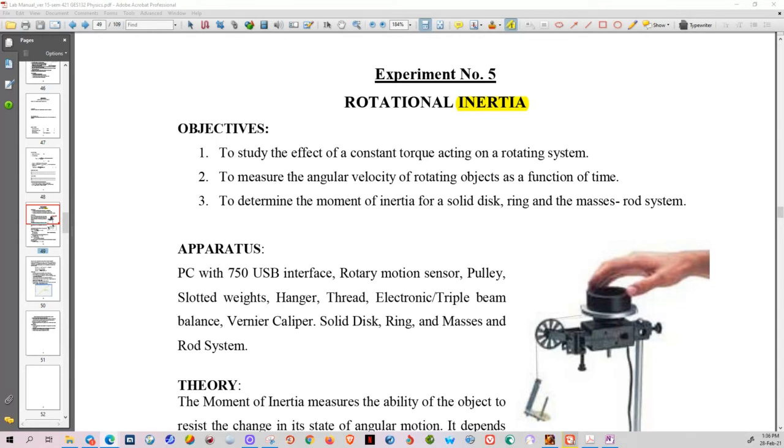1 second, I forgot to open one page. Okay.